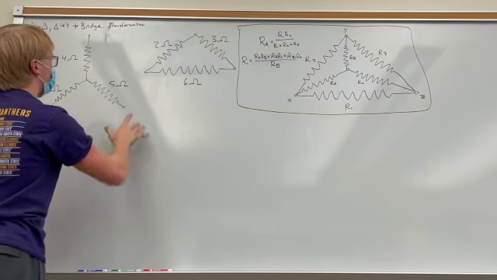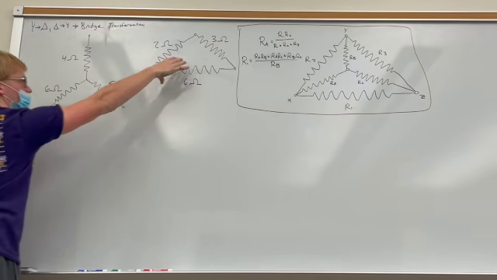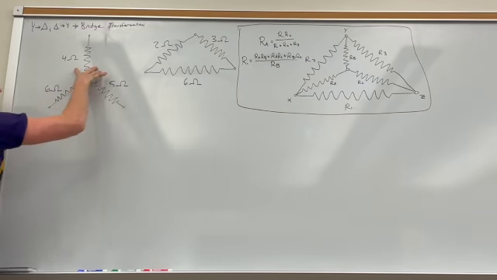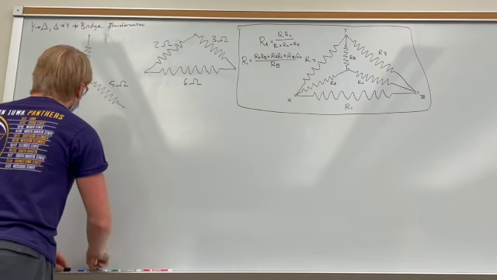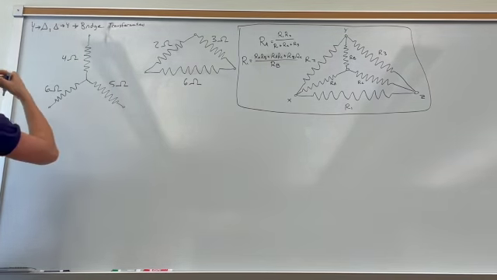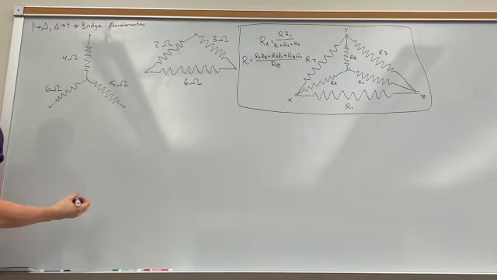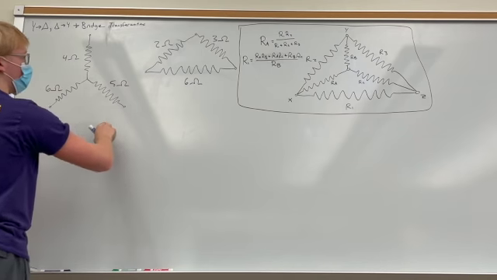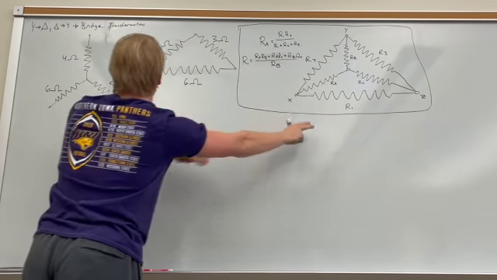We're going to go through this. This is a Y, and this is a delta. So we're going to change this to a delta and change this to a Y. And so I'm going to change colors. When we go from a Y to a delta, we're going to visualize this picture and then use these equations.